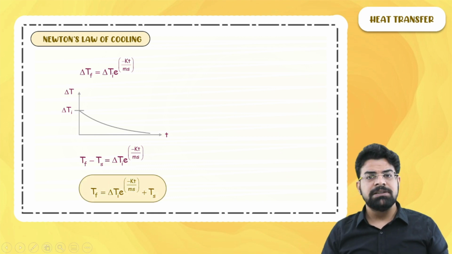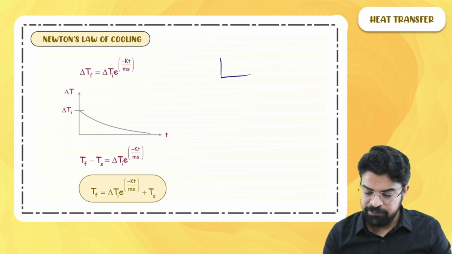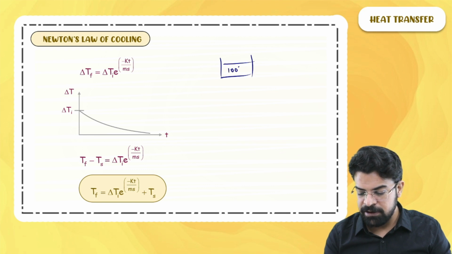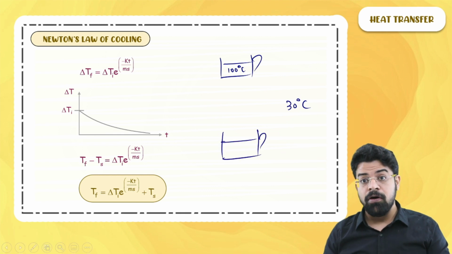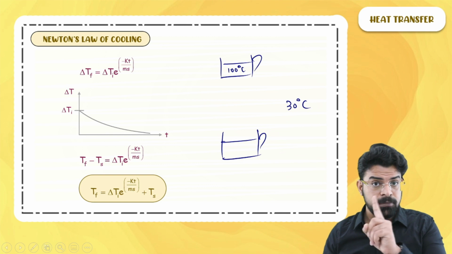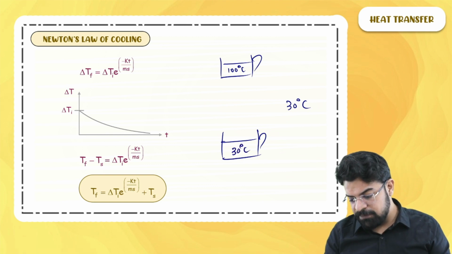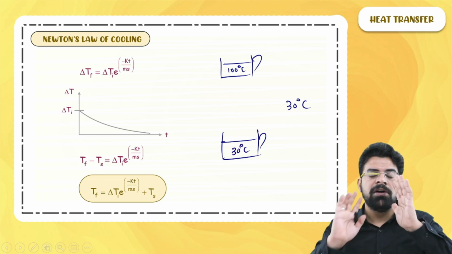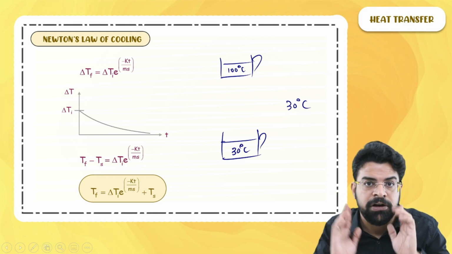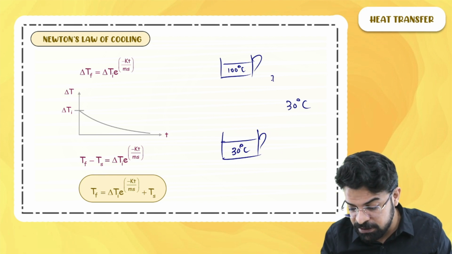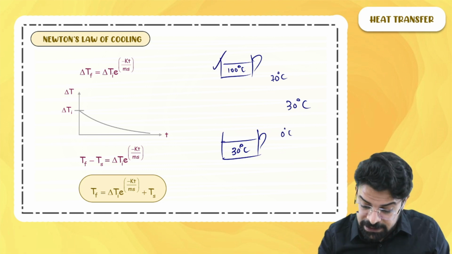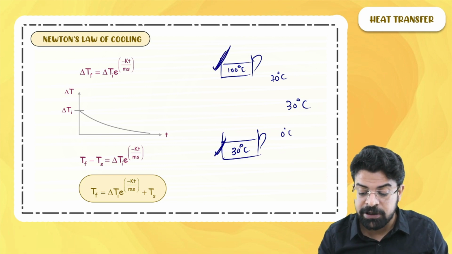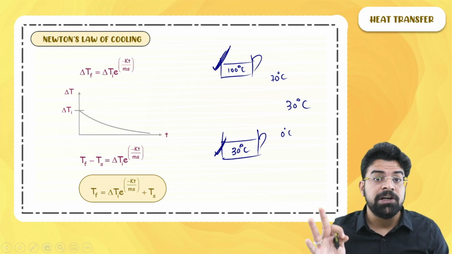So what is the difference between this? If I tell you that I have made a cup of tea at 100 degrees centigrade and I have placed it in a surrounding at 30, I ask you what will be the final temperature of the tea. It won't be zero. No. The final temperature of the tea will be the same as the temperature of the surrounding once it attains thermal equilibrium. The initial temperature difference will be 70. The final temperature difference will be 0. The initial temperature is 100 and the final temperature will be the same as the temperature of the surrounding.